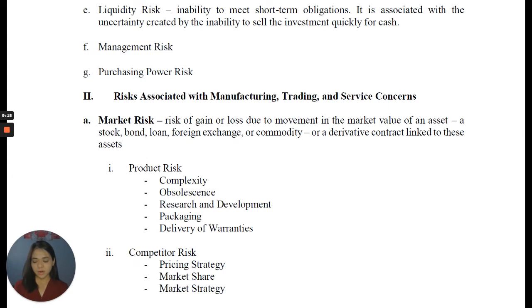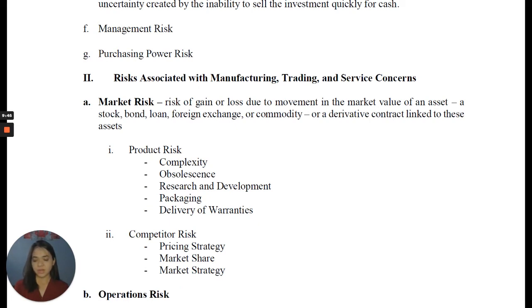Under market risks is product risk, the possibility that the system or software might fail to satisfy or fulfill some reasonable expectation of the customer, the user, or the stakeholder. It includes complexity, obsolescence, research and development, packaging, and delivery of warranties. Next is competitor or competitive risk.